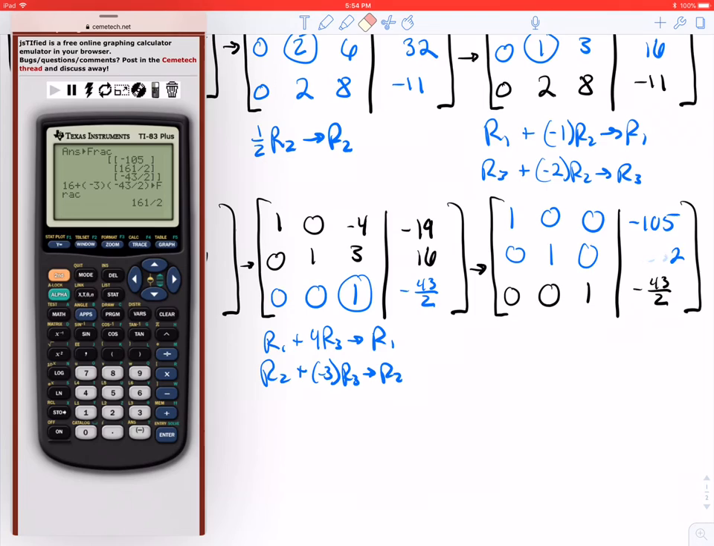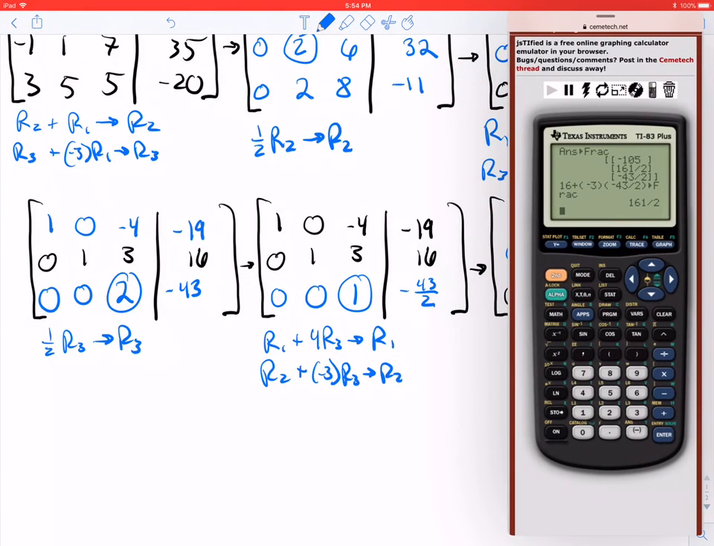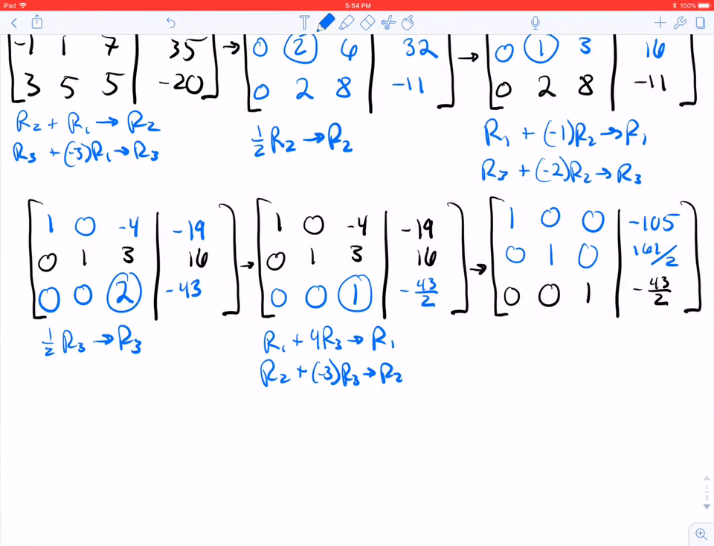Because once I started getting these crazy numbers, it's like something feels off. It just didn't feel right. So then 161 over 2. All right. So I'm not going to worry about the rest of it. So I did get this result.